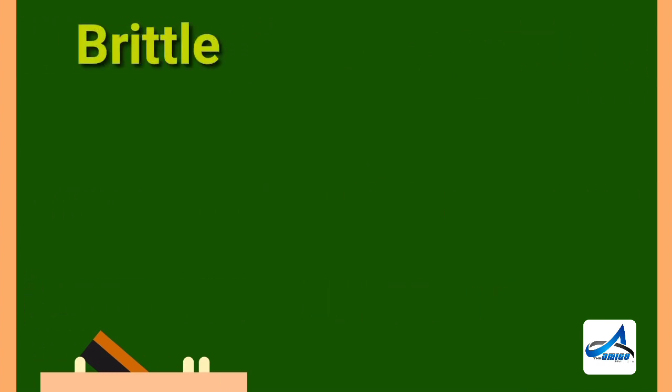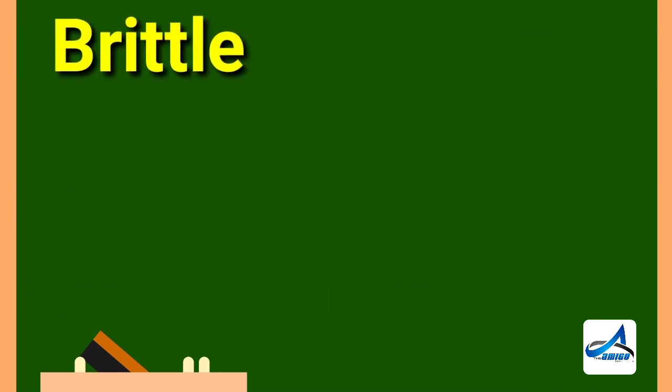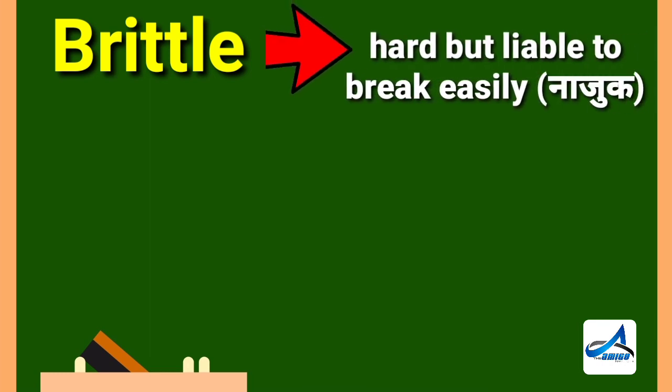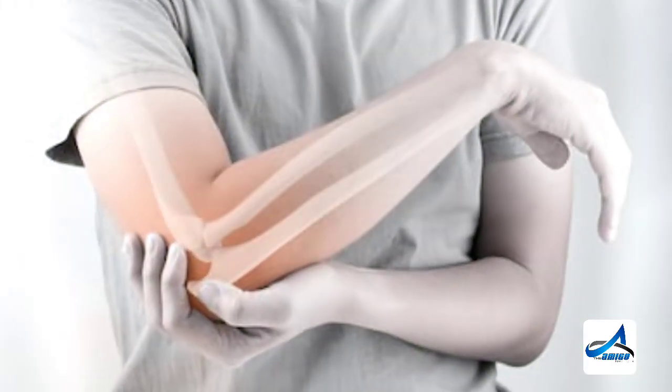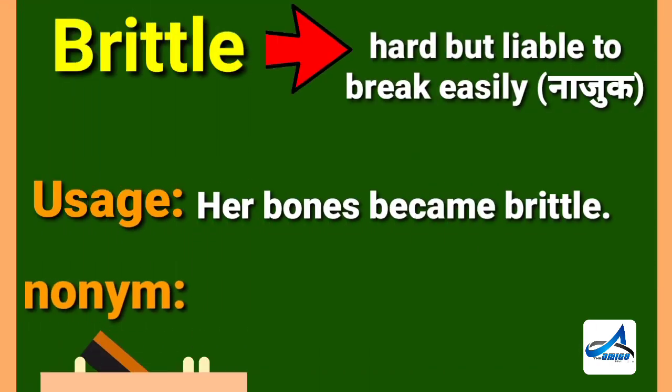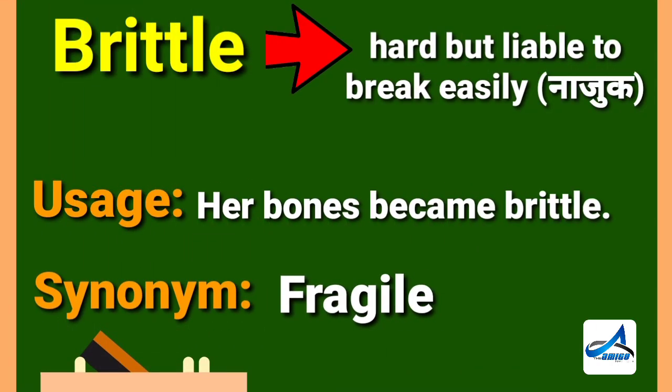The next word that I have for you is brittle. Friends, brittle means hard but liable to break easily. Its Hindi meaning is nazuk. Now look at its sentence. Her bones became brittle. Its synonym is fragile.